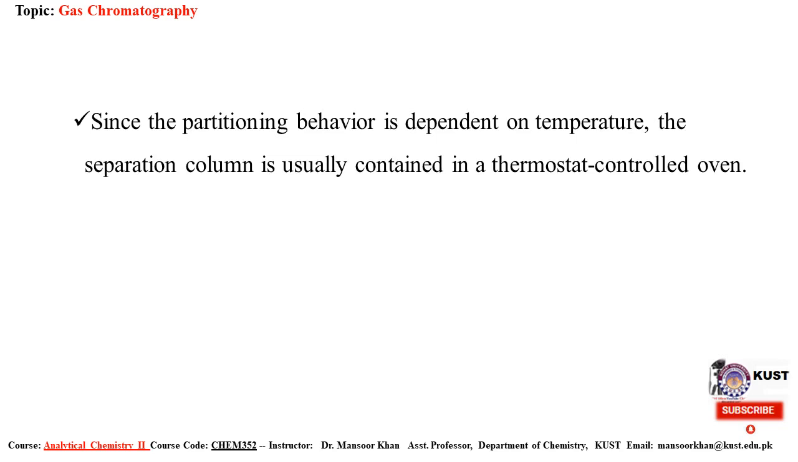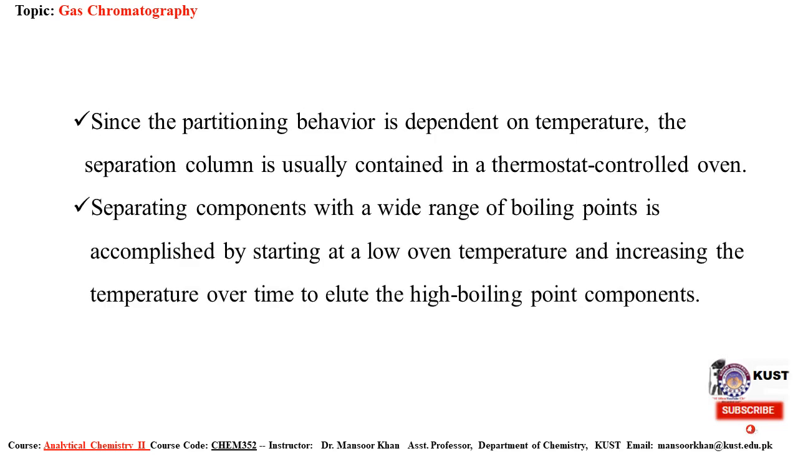The column is present in coiled form inside the oven, where separation of the various components of the gas takes place. Separating components with a wide range of boiling points is accomplished by starting at a low oven temperature and increasing the temperature over time to elute the high boiling point components.